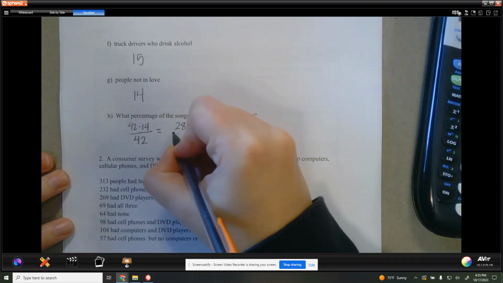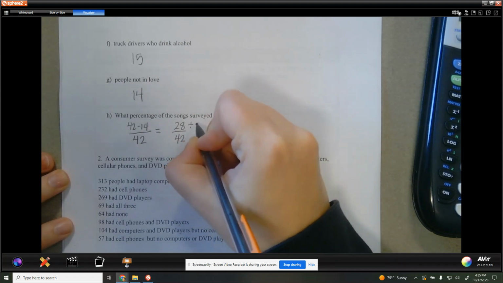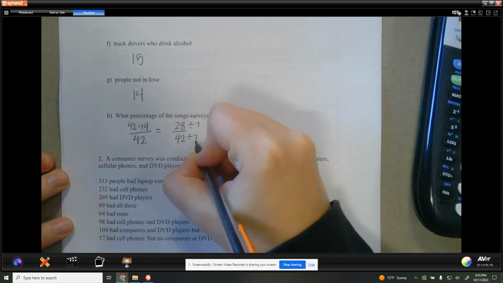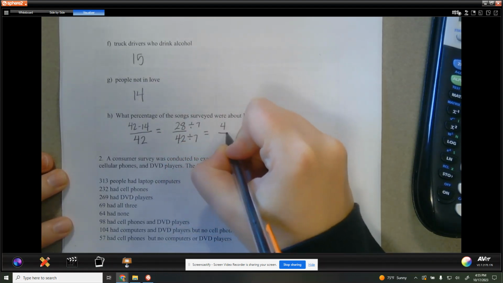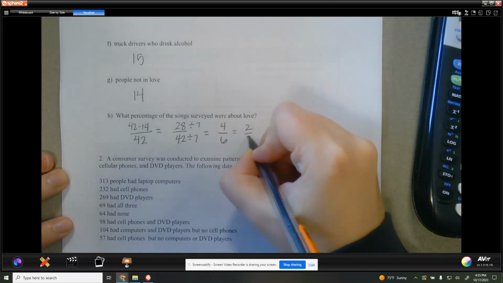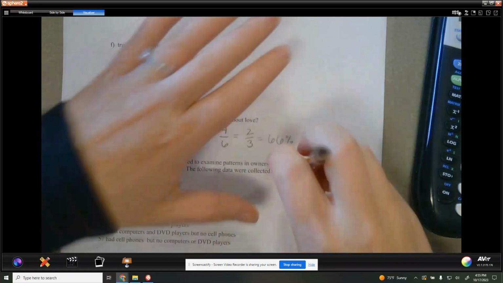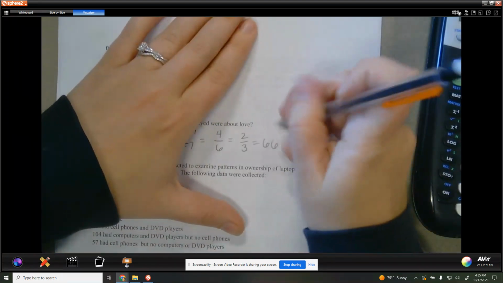You could also go back to the love circle and add those all up. These are both divisible by 7. Ooh, so 4, 6. Oh my God, I could have done it divided by 14 too. 2/3. This is 66%. I'm going to go 66.7%.